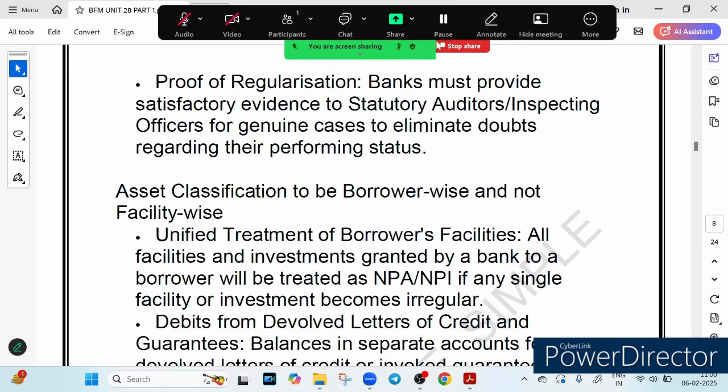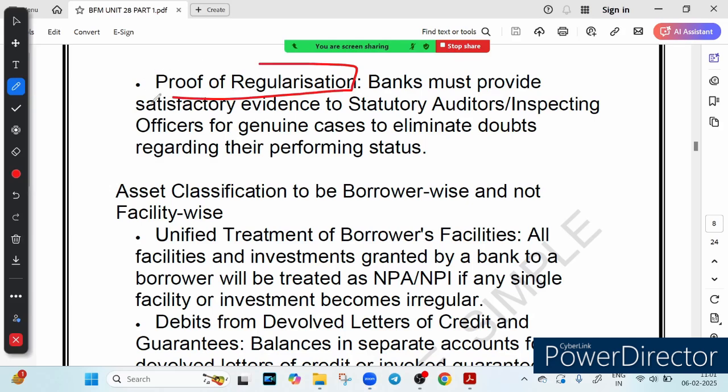Show me the evidence. That is called the proof of regularization. Before an NPA can be upgraded, the bank must prove to their auditor and inspector that the account is genuinely performing, not just on paper. The bank needs solid evidence to eliminate any doubt about the account status. It's not enough to say, "Hey, we have made a few payments." The evidence must be clear and undeniable.